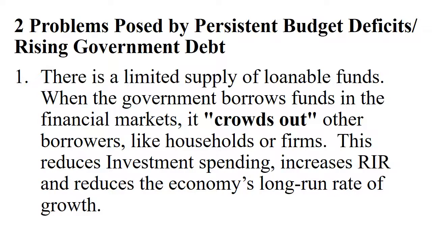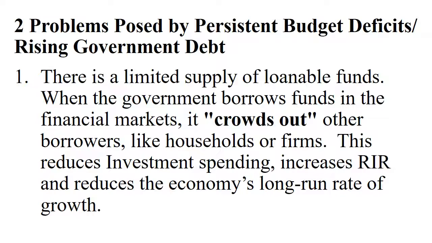Here are two problems posed by nations that have persistent deficits and debt year after year. The first one we've seen before, this concept of crowding out. There is only a finite or limited amount of loanable funds available in the economy. Banks only have so much that they can loan out in their excess reserves. Governments are major borrowers in the loanable funds market. They can borrow in the millions, if not billions of dollars.